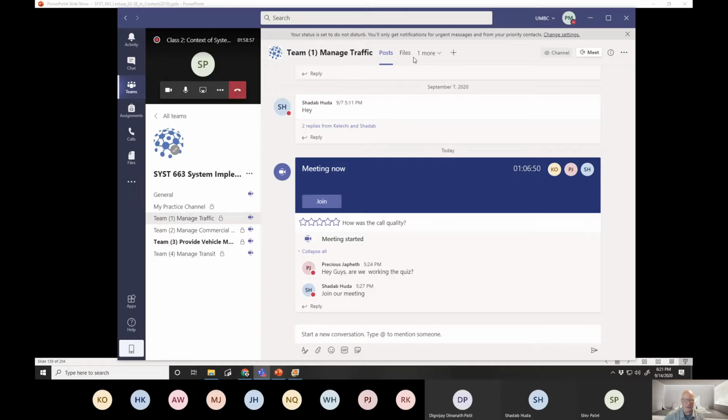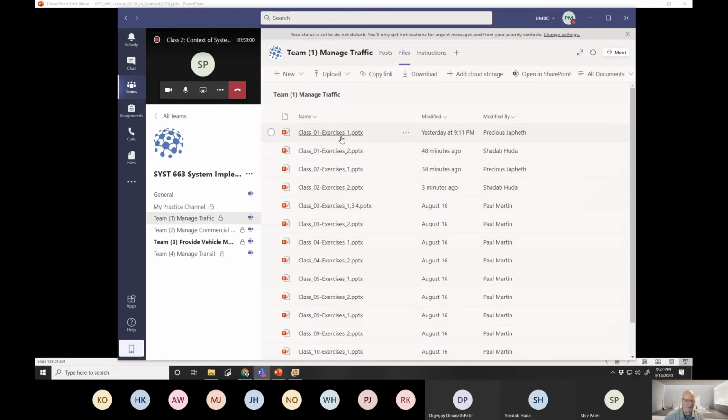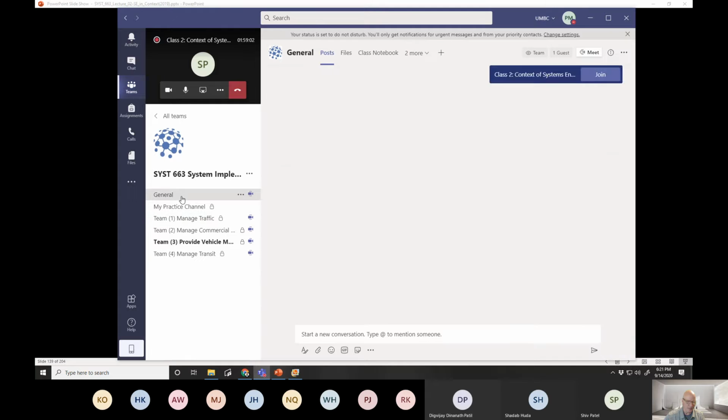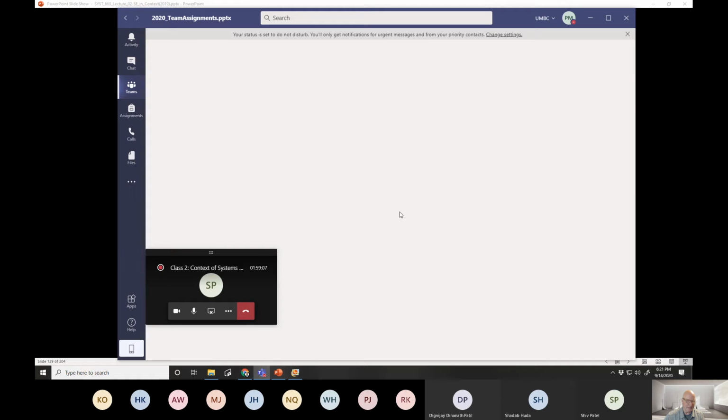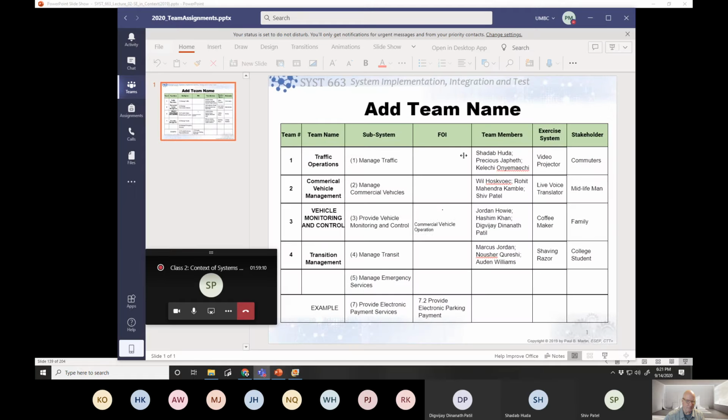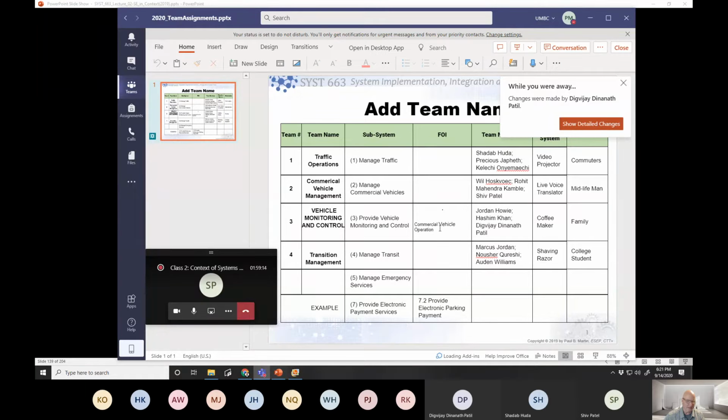When you're actually done, go up to General, open up Team Assignment, and fill out your FOI. As you can see, Team 3 is already going to do commercial vehicle operation. They're not going to do the entire system; they're going to do a function of that system. Even in the example I gave you, I'm just doing parking, not the entire subsystem.